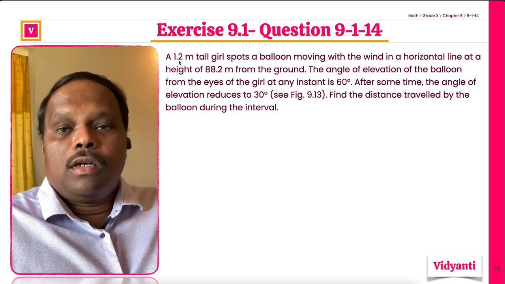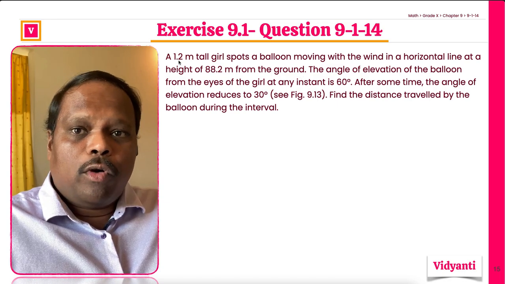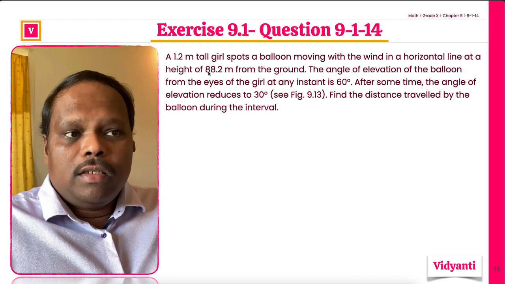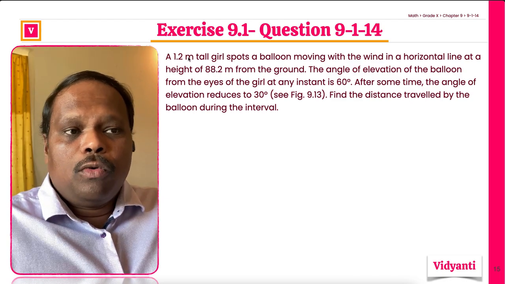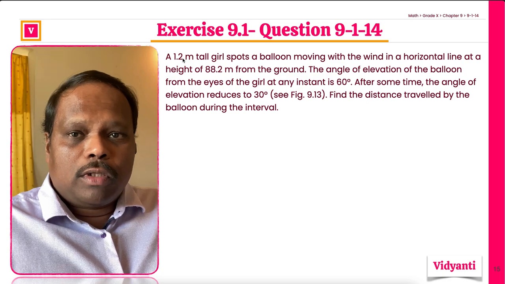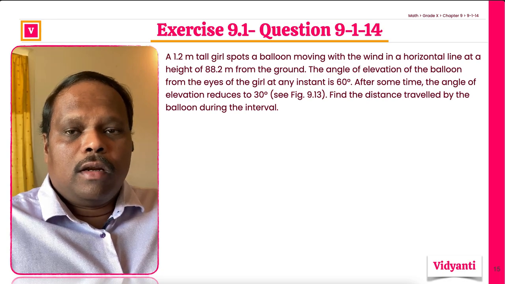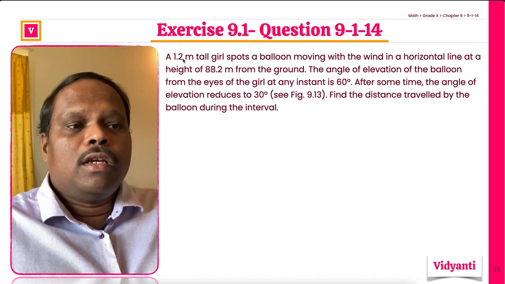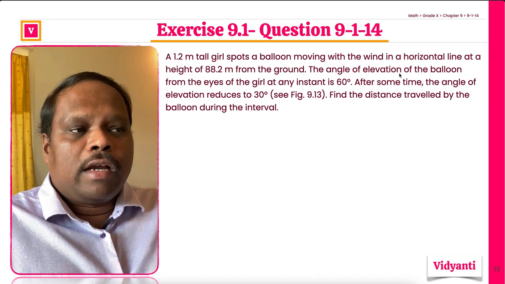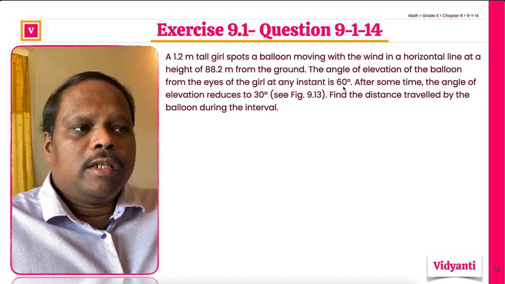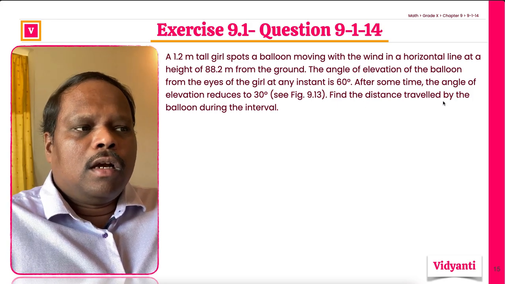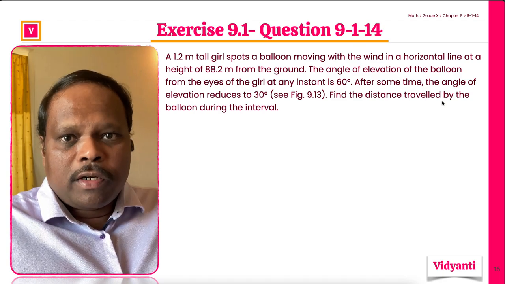Okay. The girl herself is 1.2 meters tall, so that means the effective height from the eyesight level is 88.2 minus 1.2, so that will be 87 meters from her eyesight level. And remember this point because we are going to use this number in the solution. The angle of elevation initially has been given as 60, and after the balloon travels, the angle of elevation reduces to 30 degrees. We have to calculate the distance traveled by the balloon.